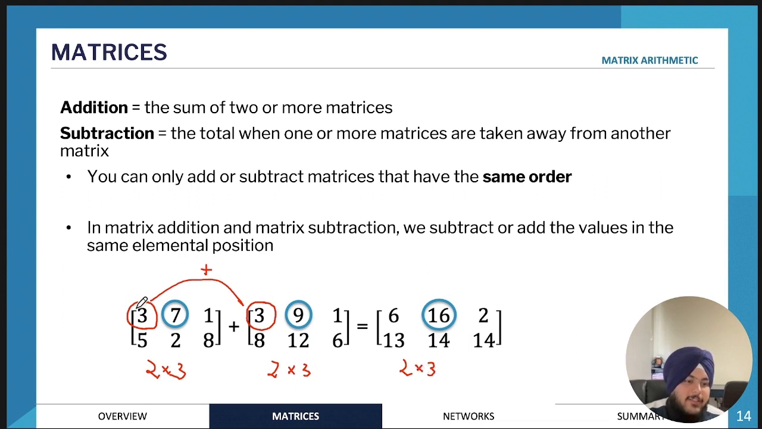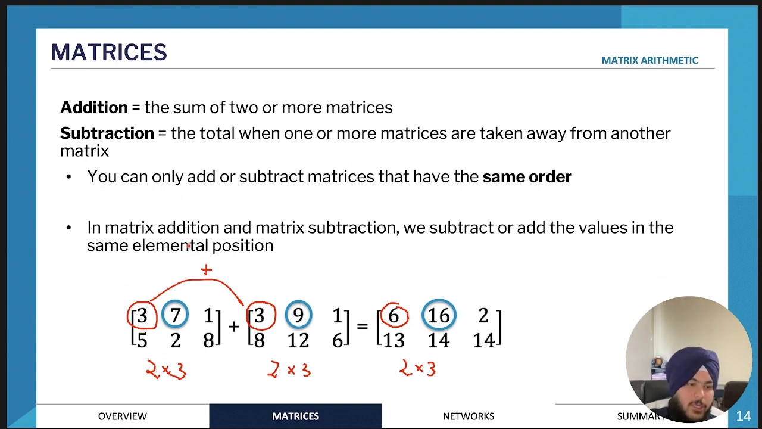When you add these 2 numbers, 3 and 3, in the same position on both of the matrices, the sum is going to be in the same position as well. It's just the addition of these 2 elements, so 3 plus 3 gives you 6. Similarly, if we add the elements in the first row and second column, 7 in this matrix and 9 in this matrix, 7 plus 9 would equal 16. That would be in the same position as these 2 elements in the new matrix.